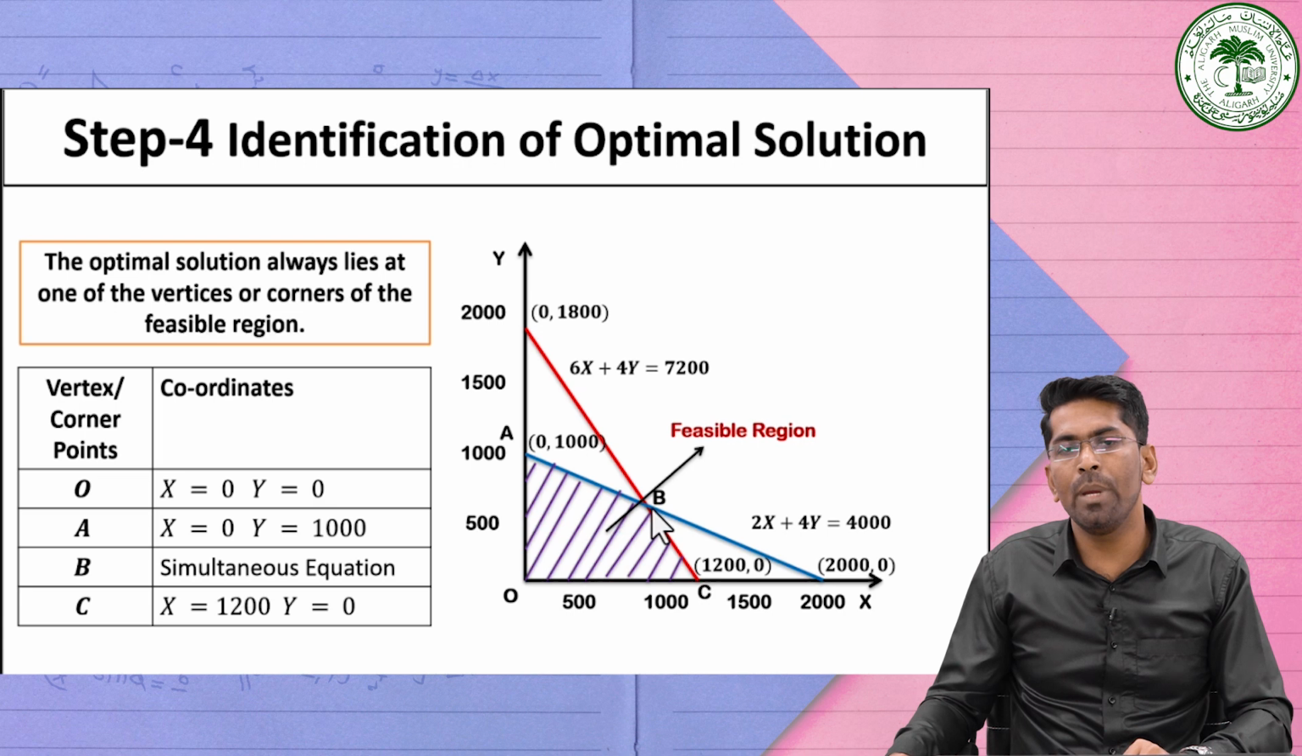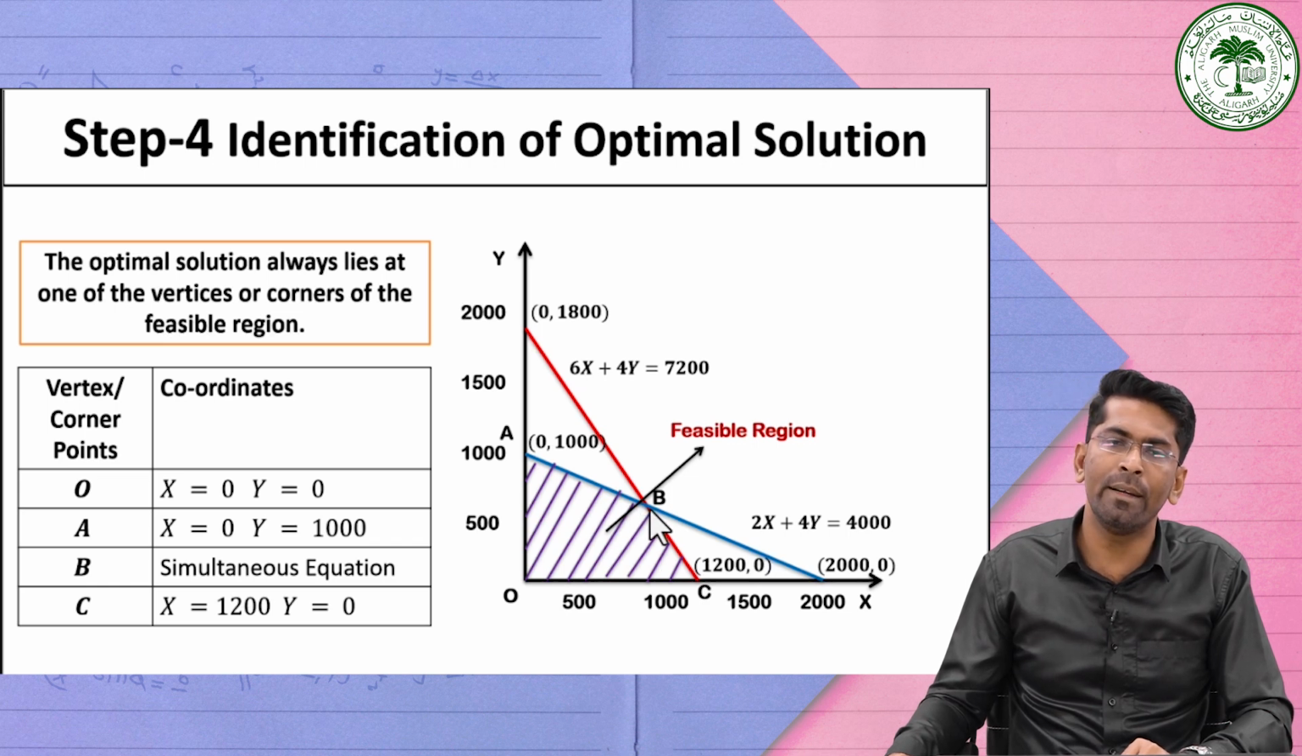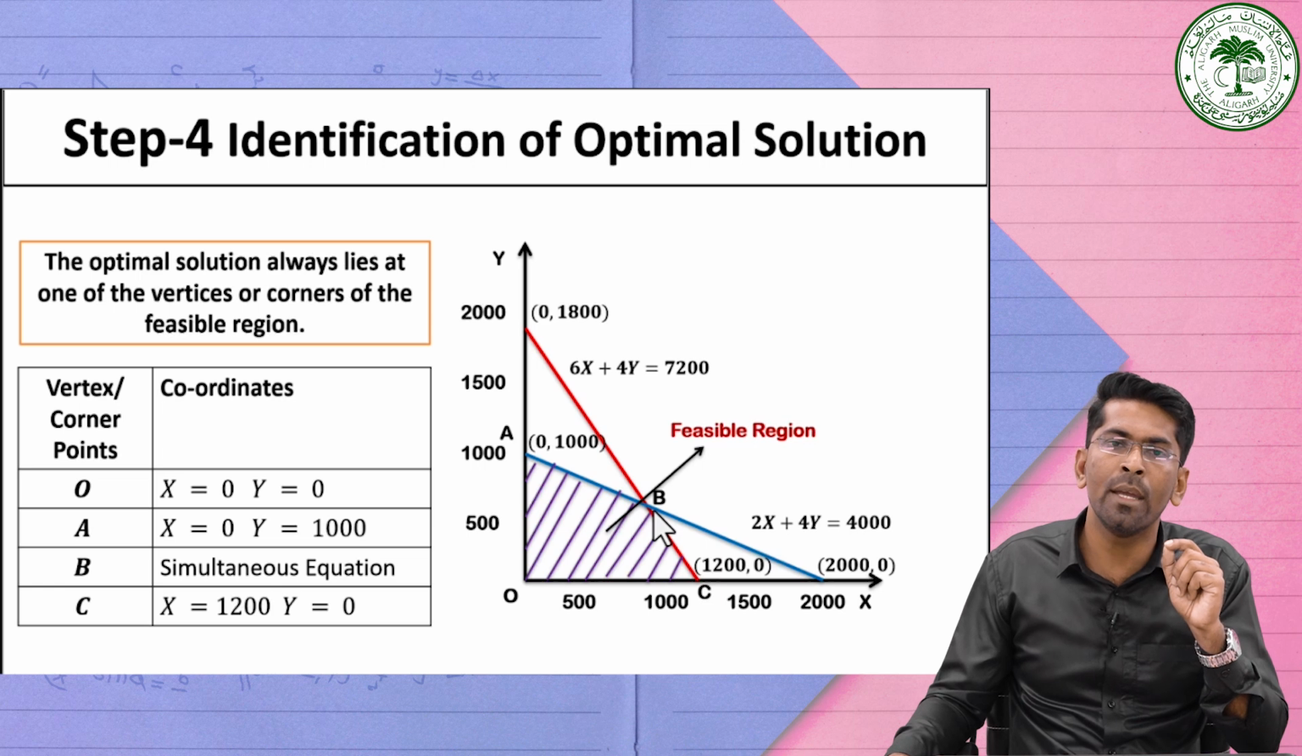Similarly, at the point B, at this particular point, both curves are intersecting. Both lines, or both constraints, are intersecting at point B. So at this particular point, we will have a simultaneous equation. These two equations are considered. That means these two equations are intersecting at point B. So we have to solve this simultaneous equation so that we will get the value of x and y at point B, that we will calculate later.